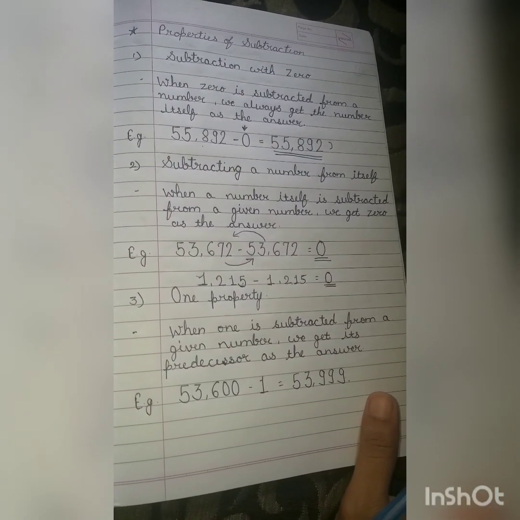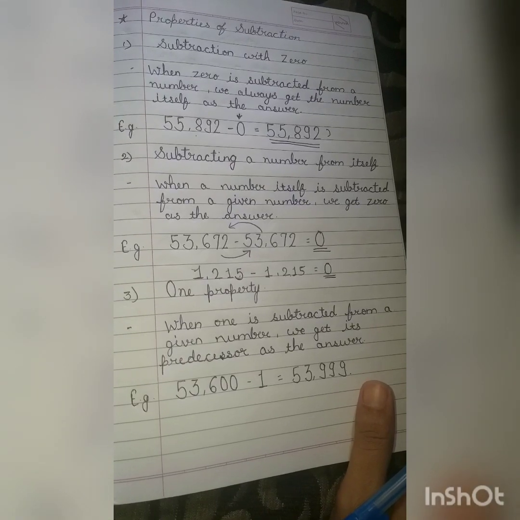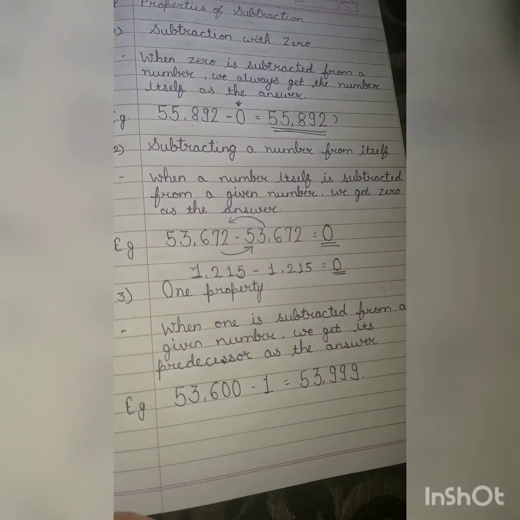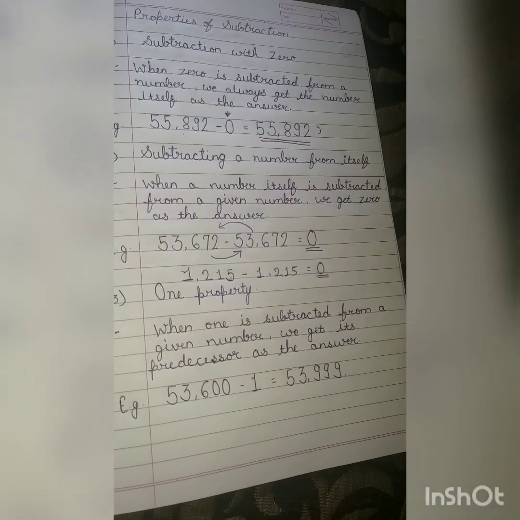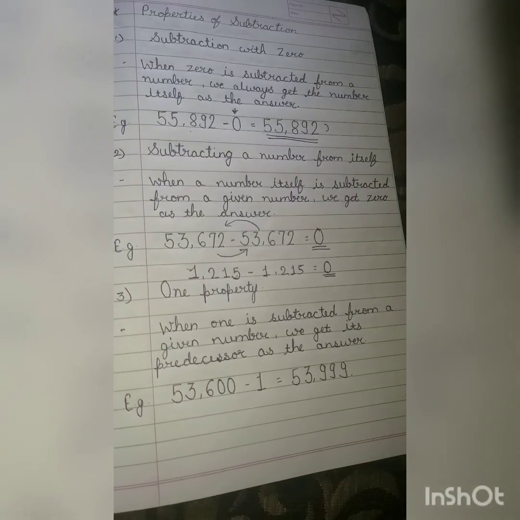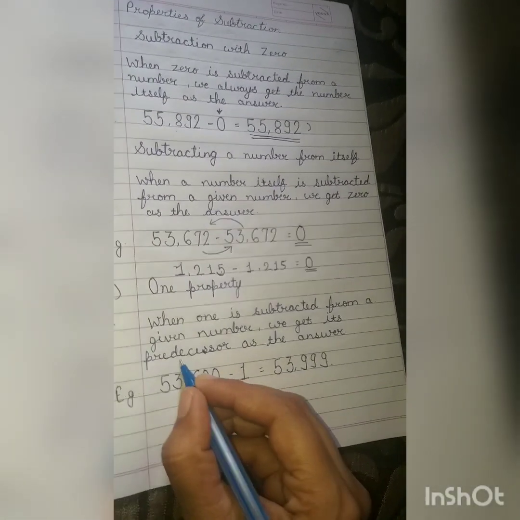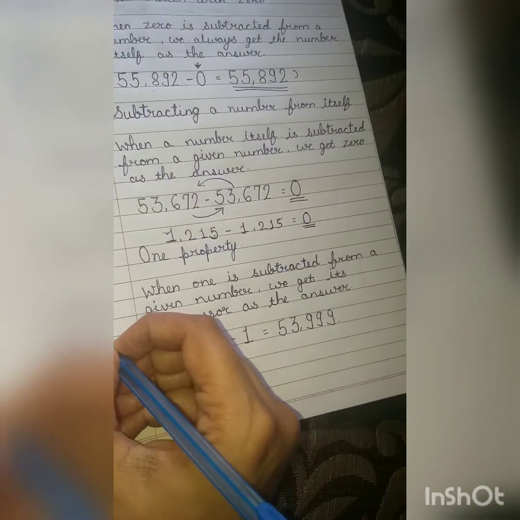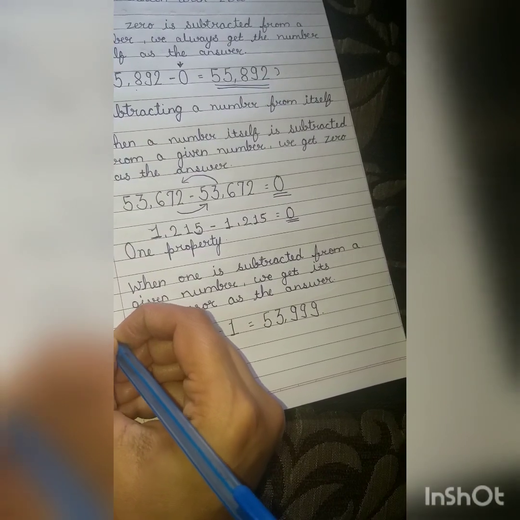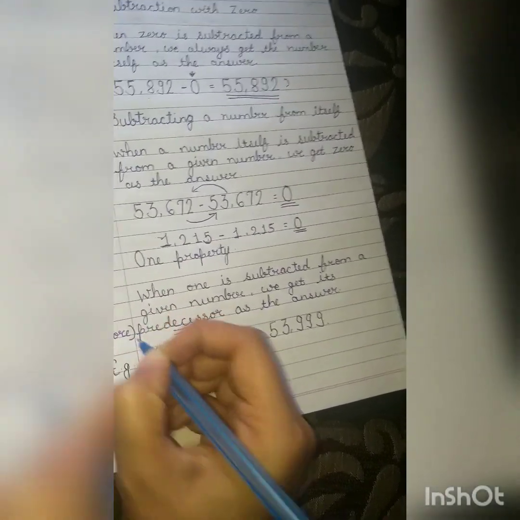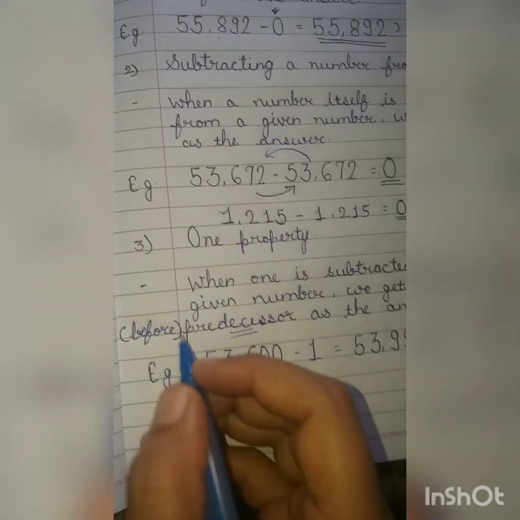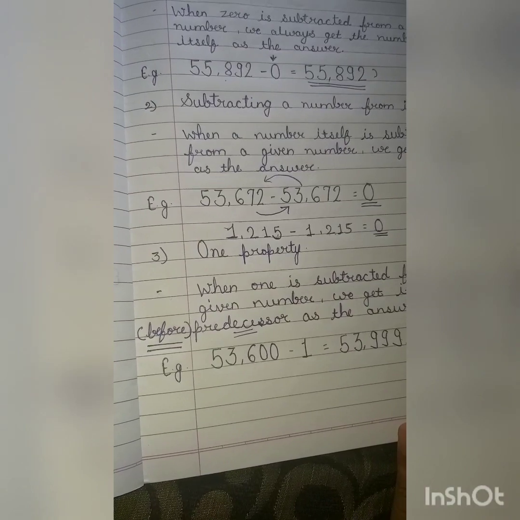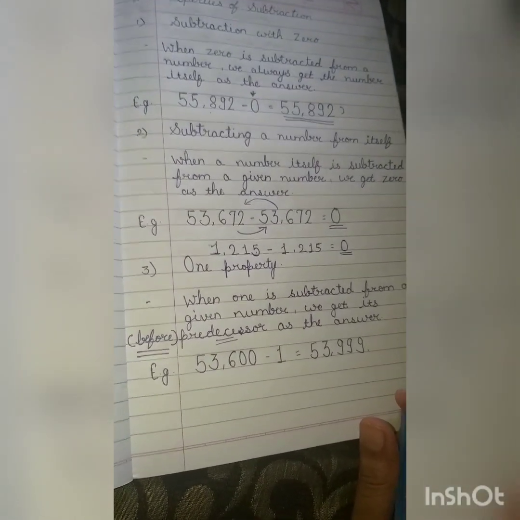So when 1 is subtracted from a given number, we get its predecessor as the answer. This is very easy to remember, that when 1 is subtracted from a given number, we get the predecessor. Okay, now what is meant by predecessor? Predecessor means before. What I wrote here, can you see, students? Yes. So here you can see that I have written before. That means predecessor means the before number.